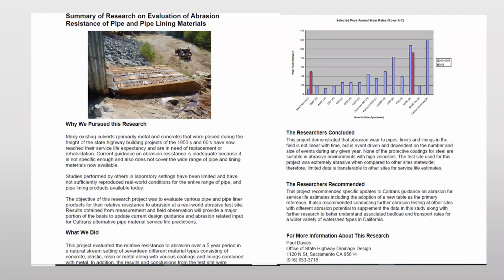So to get a better understanding of the performance metrics of common culvert materials, Caltrans, California DOT, conducted a research project 2001 to 2006 to capture and evaluate the level of resistance to abrasion of the most common culvert materials and coatings. They conducted this test at a real-world site and evaluated 17 different materials over this 5-year period. The materials consisted of concrete, plastic, steel, and common pipe coatings.